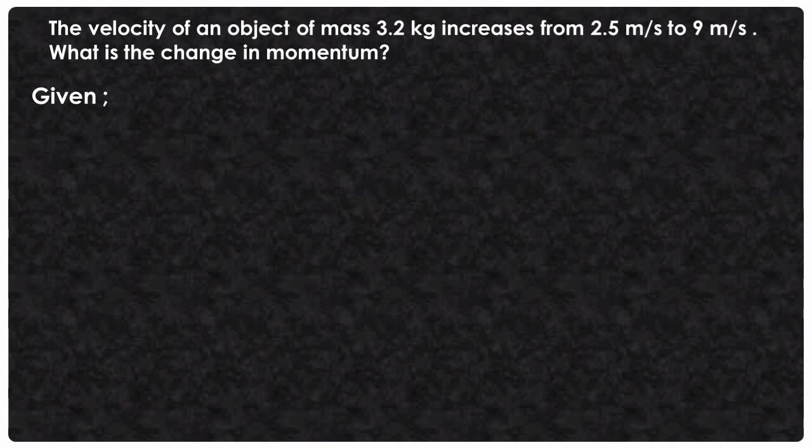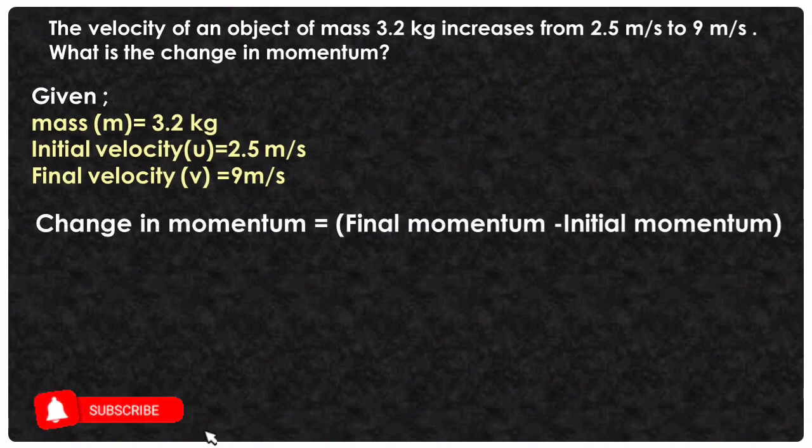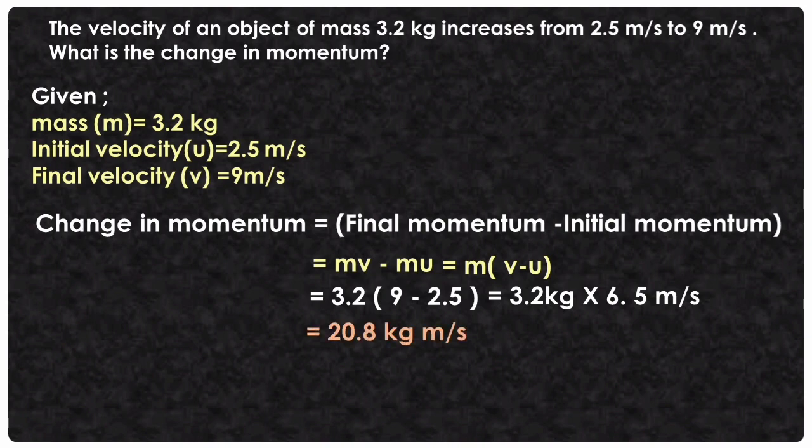The velocity of an object of mass 3.2 kg increases from 2.5 meter per second to 9 meter per second. What is the change in momentum? Again, you have the given values: mass, initial velocity and final velocity. The formula to calculate change in momentum is mv minus mu. Now m is common, so taking m into v minus u, substitute the values and you get the answer as 3.2 into 6.5, that is 20.8 kilogram meter per second. So isn't this problem also easy for you? Now let's move on to the next problem.